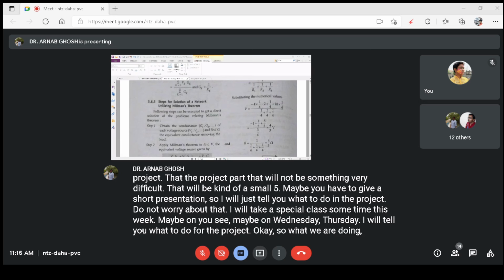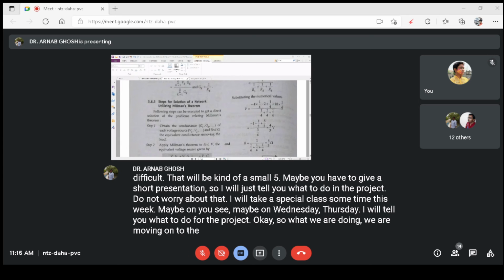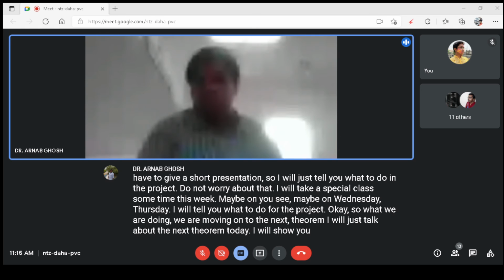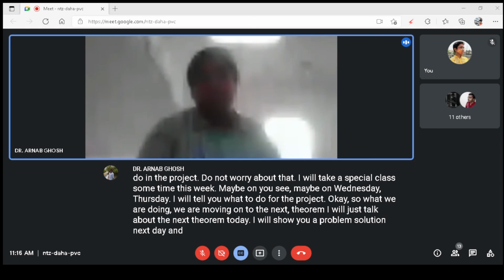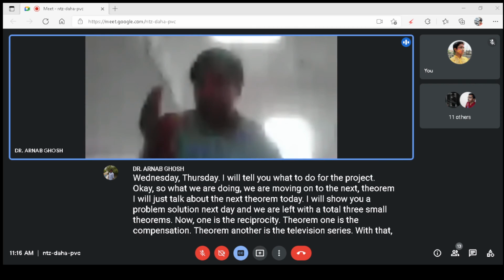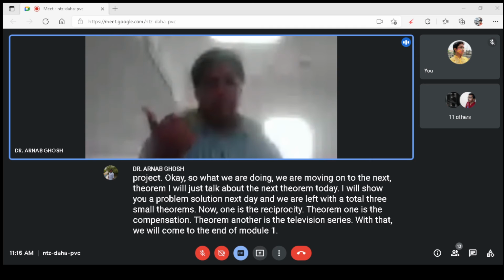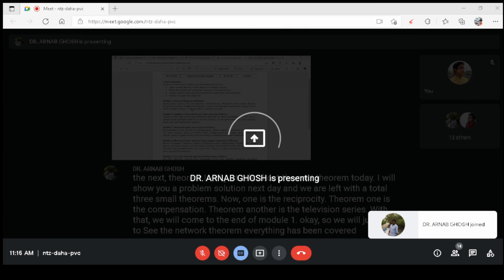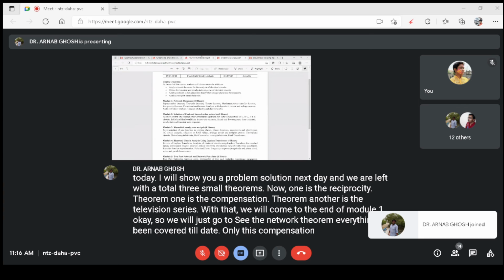What we are doing, we are moving on to the next theorem. I will just talk about the next theorem, do a problem solution next day, and we are left with a total of 3 small theorems now. One is the reciprocity theorem, and with that, we will come to the end of module 1. We will just go through the network theorems. Everything has been covered till date. Only the compensation, reciprocity, and a third theorem are left.